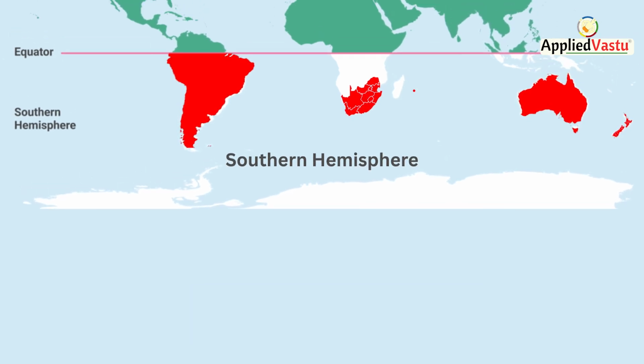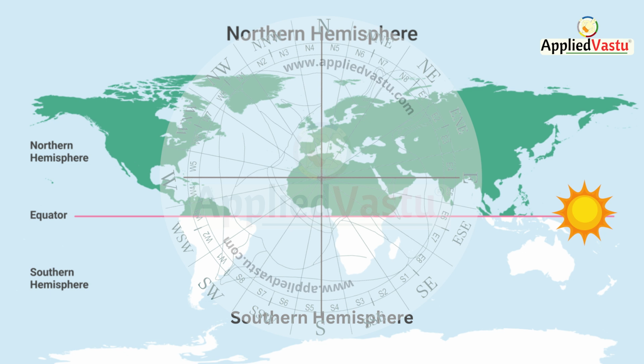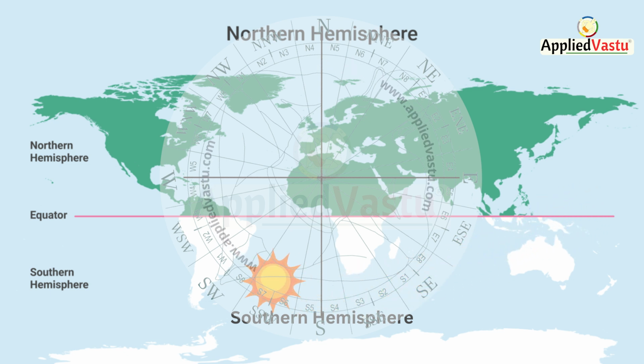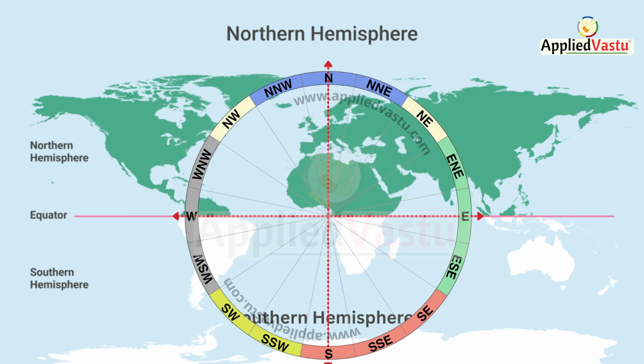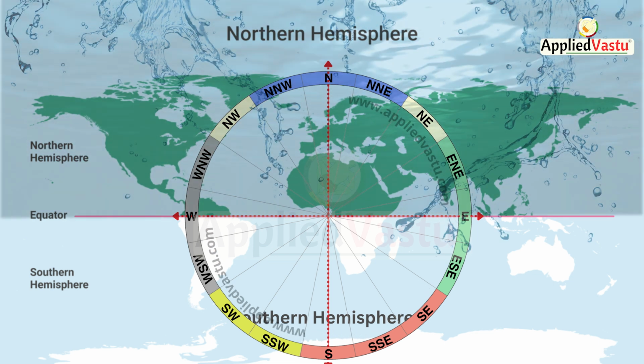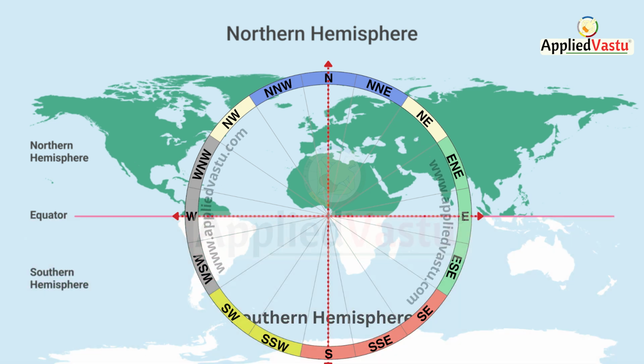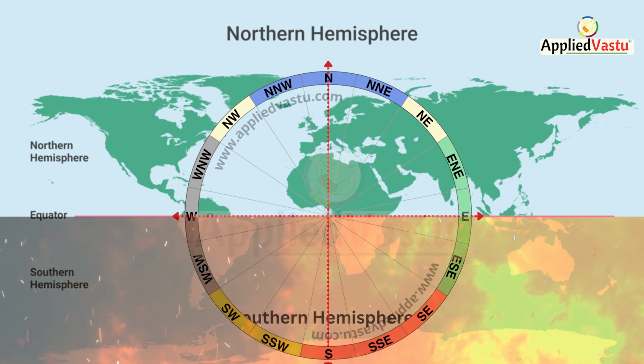In the Northern Hemisphere, the sun rises in the east, travels through the south, and sets in the west, something you can clearly observe during winter. Now, take a look at an applied Vastu grid plan designed for the Northern Hemisphere. In this system, the north direction is considered the water zone or water element, while the south and southeast corners are considered the fire zones or fire element.